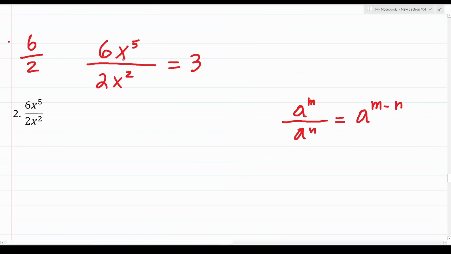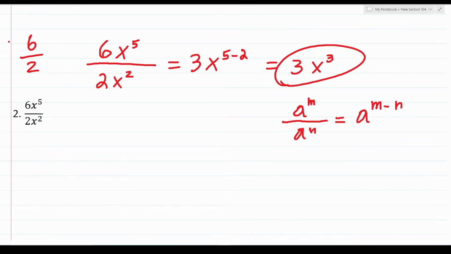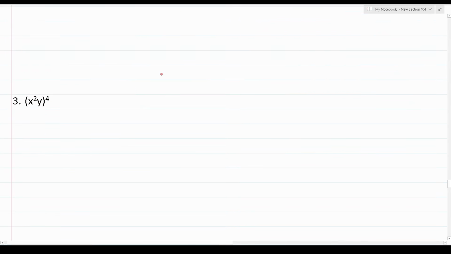Now let's address these exponents. Again, we're going to write x here, and then we're going to subtract our exponents, so that's going to be 5 minus 2. 5 minus 2 is 3, so this is 3x to the third. All right, so we use the quotient rule to simplify that one. All right, so let's look at number 3 now.